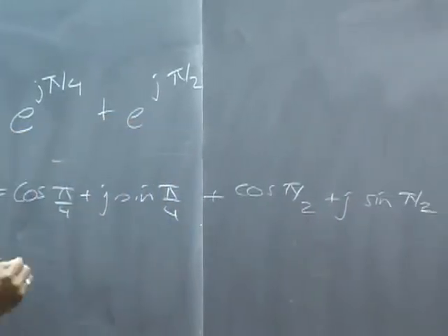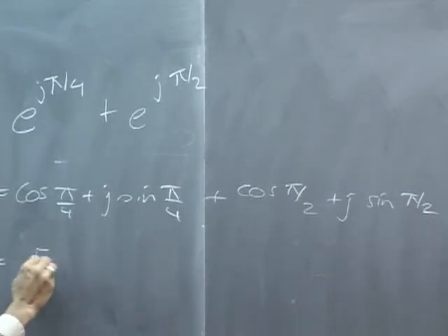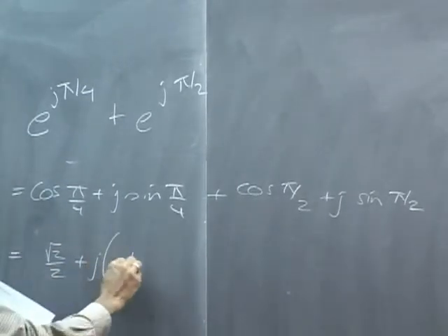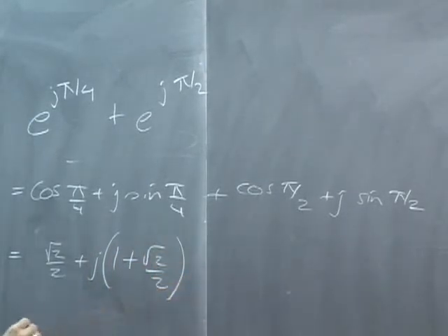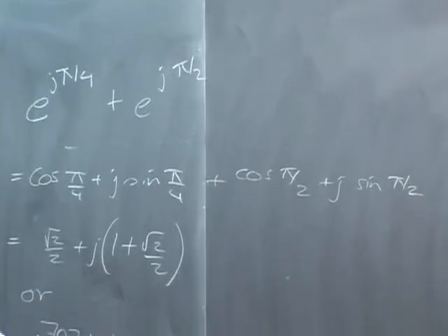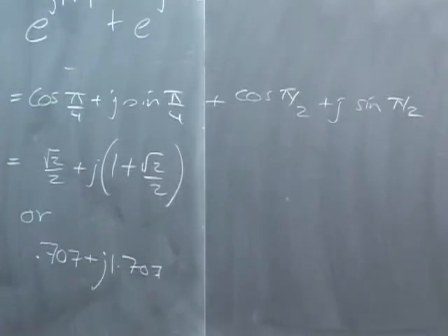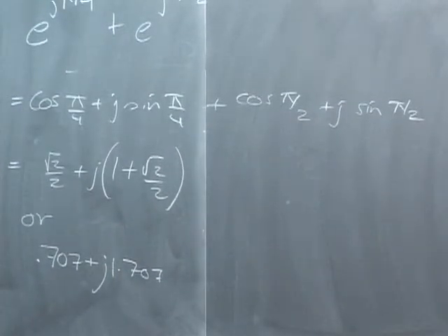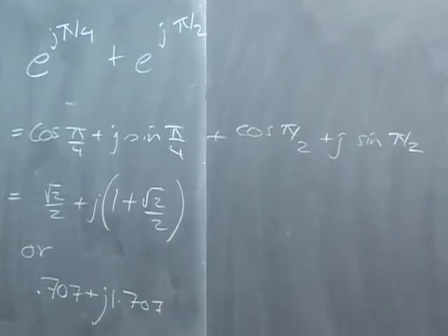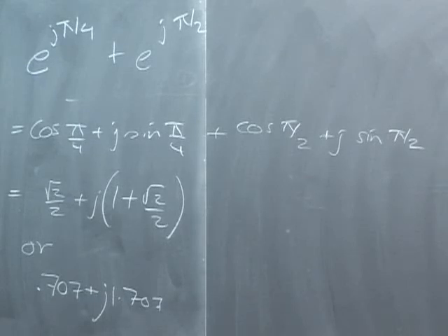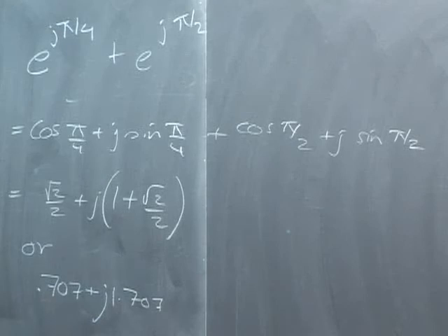And then if you simplify that, you'll get basically root 2 over 2 plus j times 1 plus root 2 over 2, or if you want to expand that, it's 0.707 plus 1.707 j. Okay, so we have the nice a plus jb form, as the sum of two complex exponentials over here. And I hope all of you got it right. The idea of giving you this exercise was to demystify the whole notion of raising e to the complex power. It's not that hard. You just get a plus jb at the end of it.